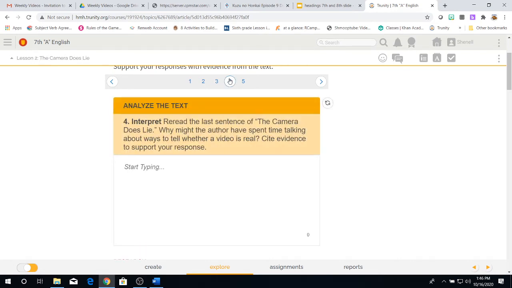Question four, interpret. Reread the last sentence of The Camera Does Lie. Why might the author have spent time talking about ways to tell whether a video is real? Cite evidence to support your response. Just like we said a while back, you've got to take information, context clues from the writing and make it into your own to respond to this question.